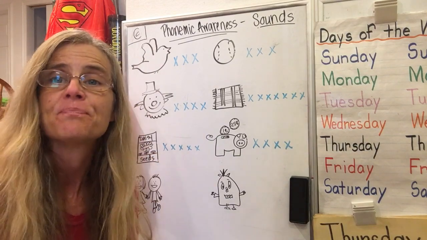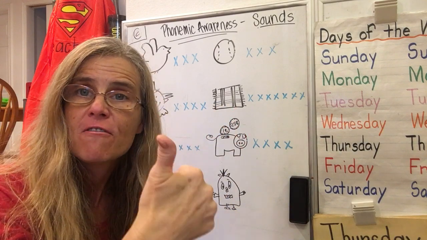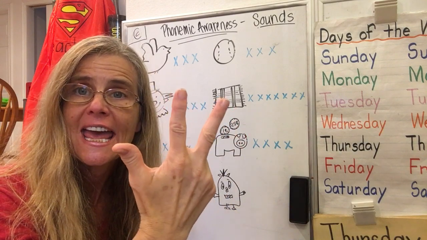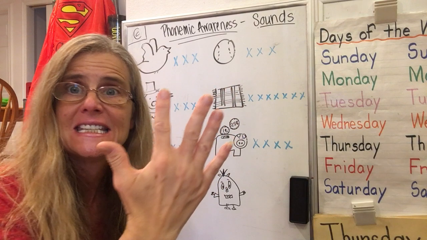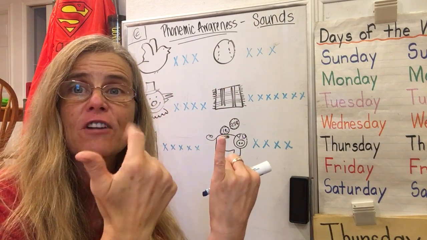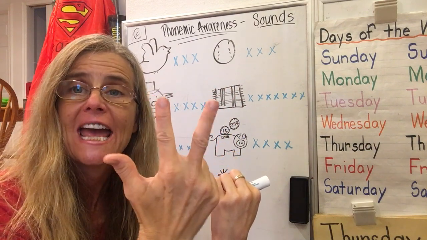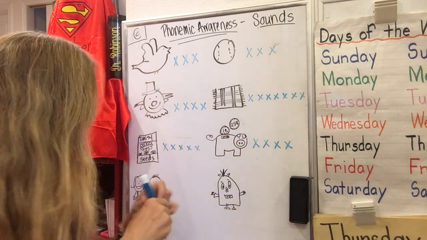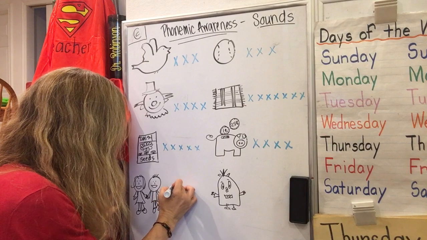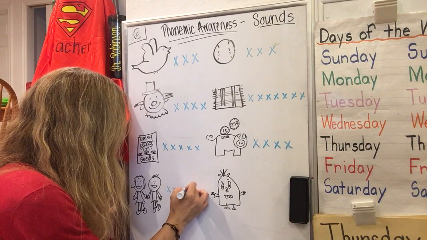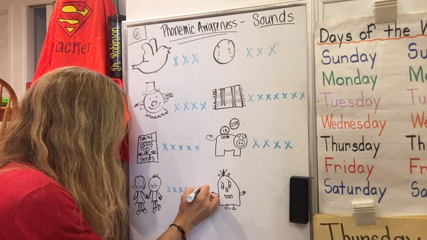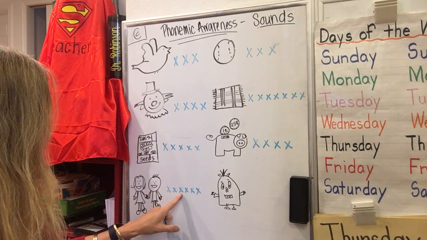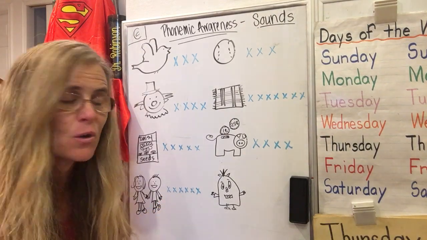Good friends. Friends. F, e, n, d, s. Friends. F, e, n, d, z. We hear 6 sounds. F, e, n, d, z. 1, 2, 3, 4, 5, 6 sounds.